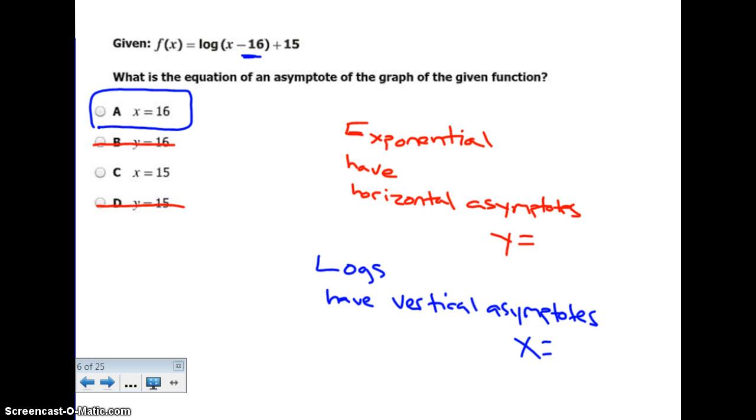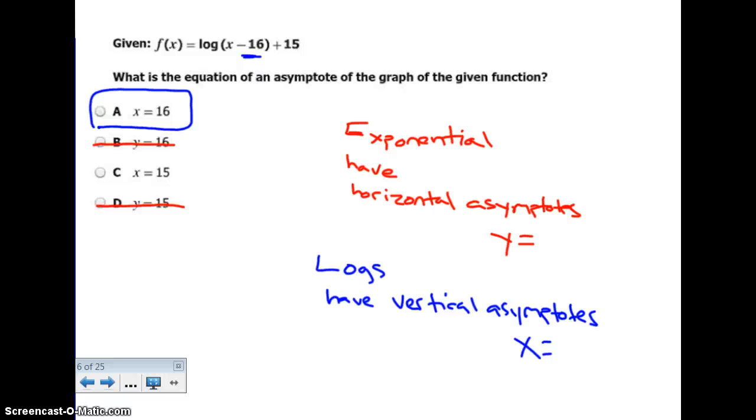A few things about this one. This is f of x, given f of x equals the log of x minus 16 plus 15. It says, what is the equation of an asymptote of the graph of the given function? Well, it's important to remember that exponential functions have horizontal asymptotes, which would be y equals. So you can cancel out answer choices B and D because this is a log function, so it would only have vertical asymptotes. So it would be between A and C.